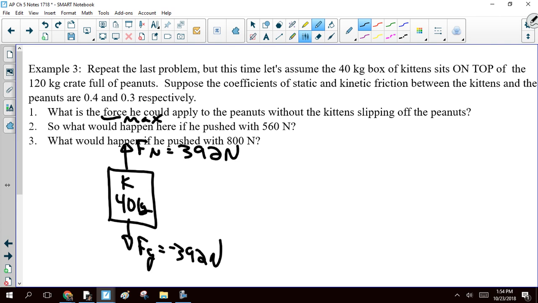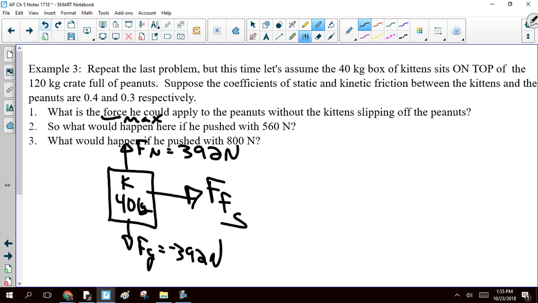All right, now, if the kittens move, what's moving them? Well, before we had the peanuts over here pushing forwards, right? But we don't anymore. Now the peanuts are underneath. And so the goal is we want the kittens to not slide off, which means if they don't slide off, the thing pushing them forwards is friction. And even though the kittens are moving, it's still static friction, because the goal is to have them not slide.